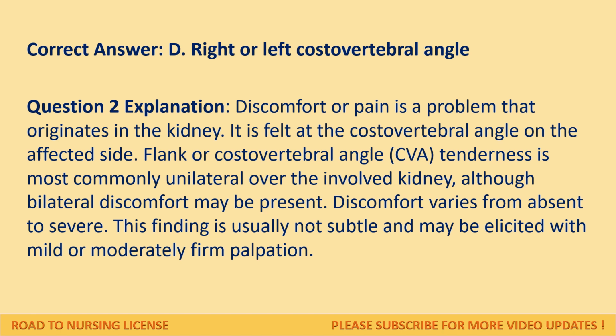Question 2. Explanation. Discomfort or pain is a problem that originates in the kidney. It is felt at the costovertebral angle on the affected side. Flank or costovertebral angle, CVA, tenderness is most commonly unilateral over the involved kidney, although bilateral discomfort may be present. Discomfort varies from absent to severe. This finding is usually not subtle and may be elicited with mild or moderately firm palpation.